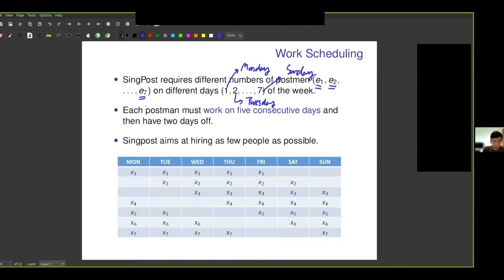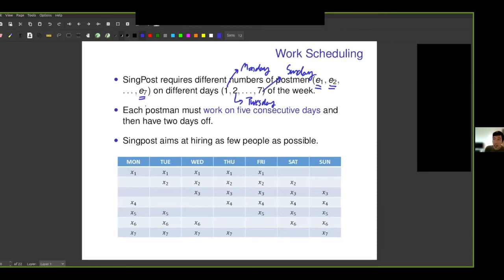So basically, the aim of the SyncPost branch is that they want to trim down the size of the workforce as much as possible. They would like to have a minimum number of postmen, a minimum number of employees. And here in the table is basically the visualization of what happened.